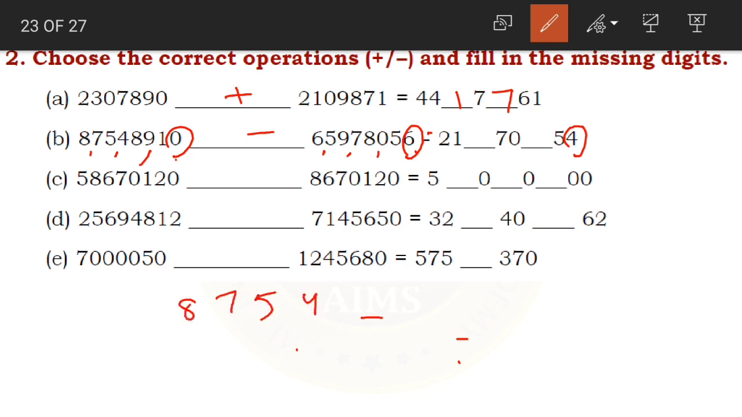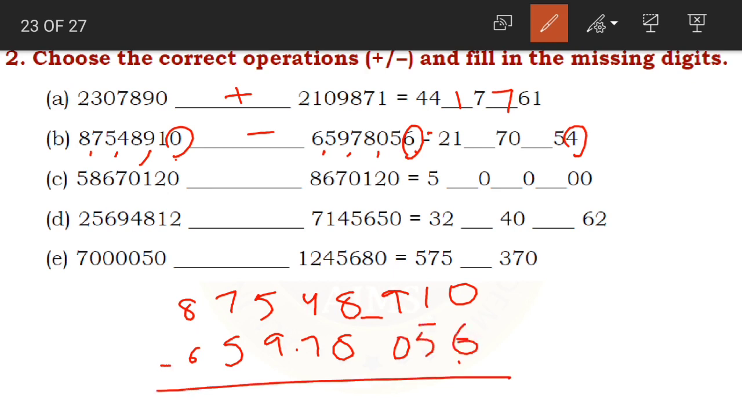875, 48910, 6597856. In the previous question A, I did the addition there only, na children. If not, you can write both the numbers like this and subtract. 0 minus 6, 0 becomes 10. 10 minus 6, 4. Now again 0 minus 5, 0 becomes 10, 9 becomes 8. 10 minus 5, 5. 8 minus 0, 8.